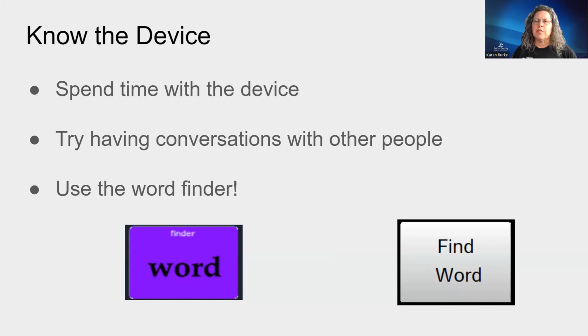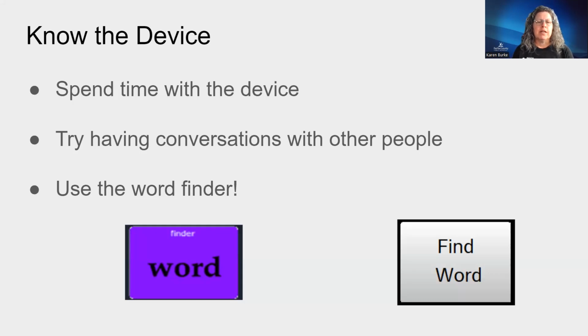Use the word finder. The word finder is your best friend. Most AAC devices with robust vocabulary have a word finder. You need to use it to look for a word if you don't remember where it is. And it's really great if you use it with the student right there in front of you, because you're modeling: oh, I'm going to learn something new. I don't remember where this is. This is how I can go find it.